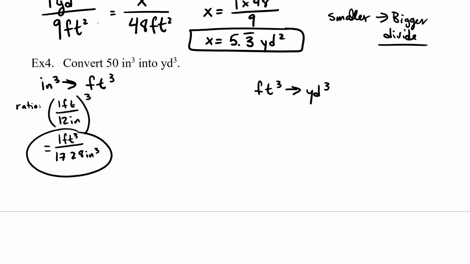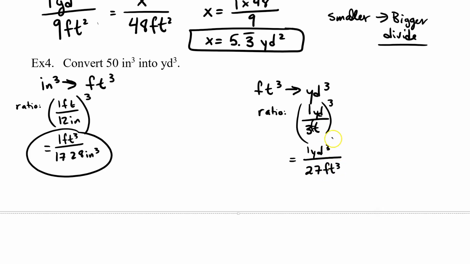And now we need to go from feet cubed to yards cubed. So let's find the ratio. So I know that 1 yard is 3 feet. But what I need to do is I need to raise that to the power of 3. So then that is 1 cubic yard divided by 27 cubic feet. Great. So now we have our relationships. Now we can do our calculating.